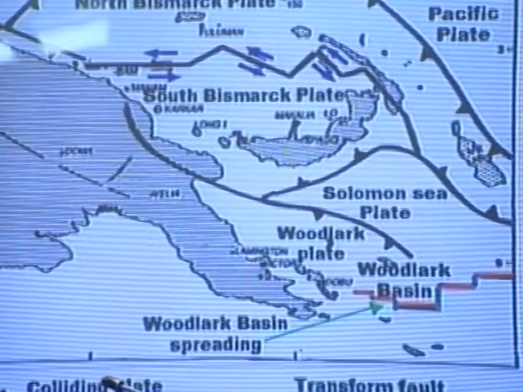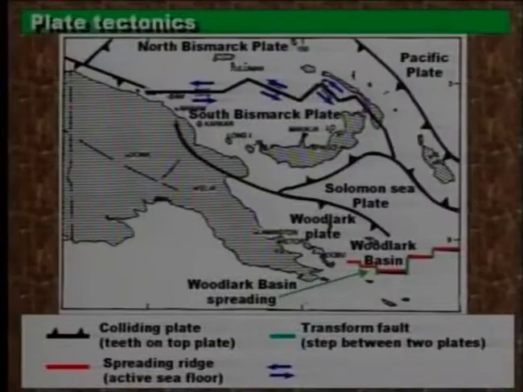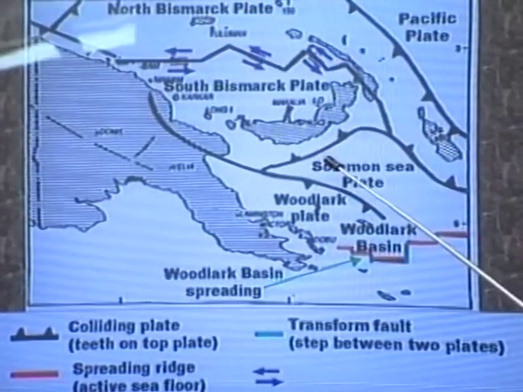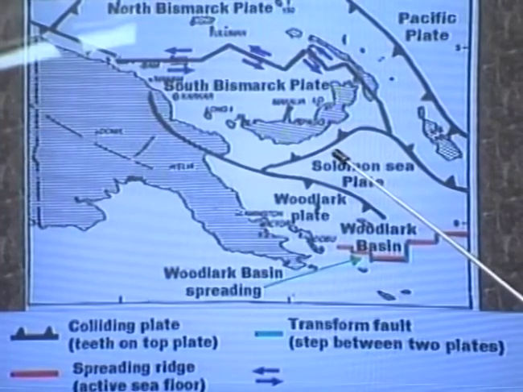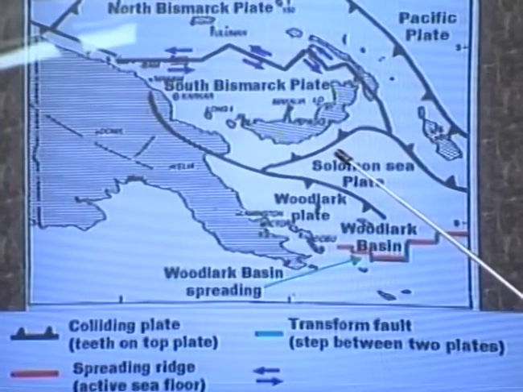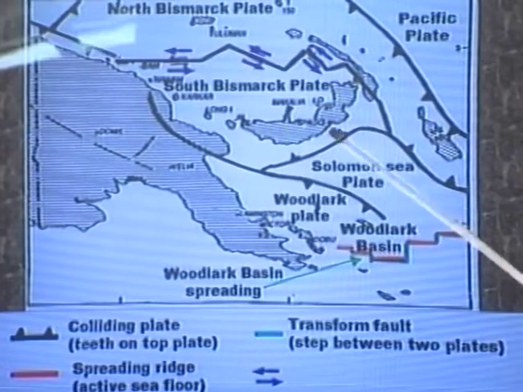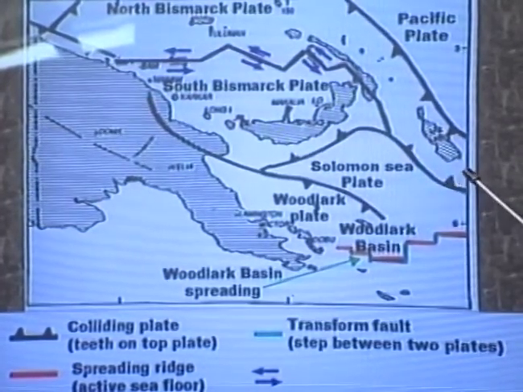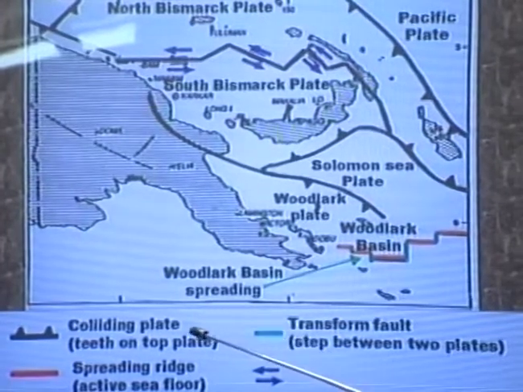The key here: the black lines that have the triangles on them represent collision of plates, and the triangles represent the teeth on the top plate. In other words, if plates are colliding, the one that is subducting will be the bottom plate, and the one which is not subducting becomes the top plate. So the teeth, the triangles shaded in black, would represent that.